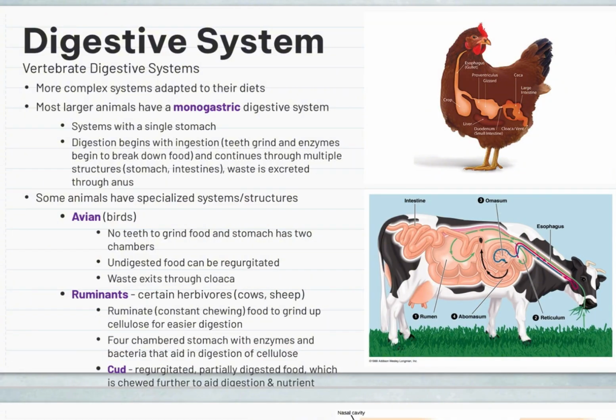Anyway, their stomach has enzymes and bacteria that aid in the digestion of the cellulose because it is so difficult to digest cellulose. Humans can't even do it. So if you ingest cellulose from, say, celery, it's just going to be excreted. Cud is the regurgitated, partially digested food, which is then chewed further to aid in digestion and nutrient absorption.